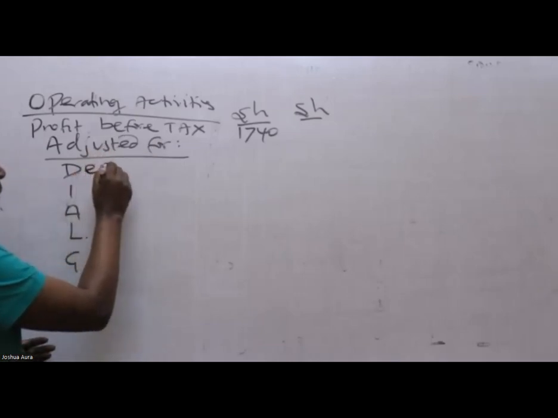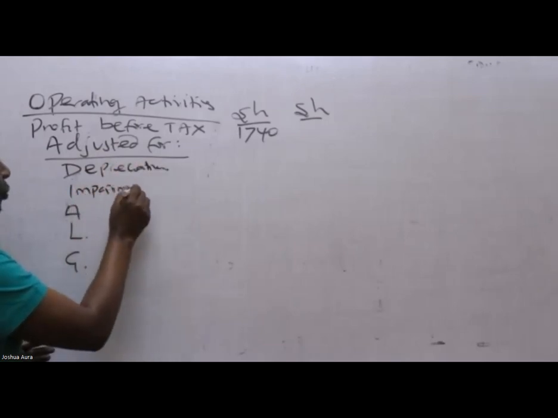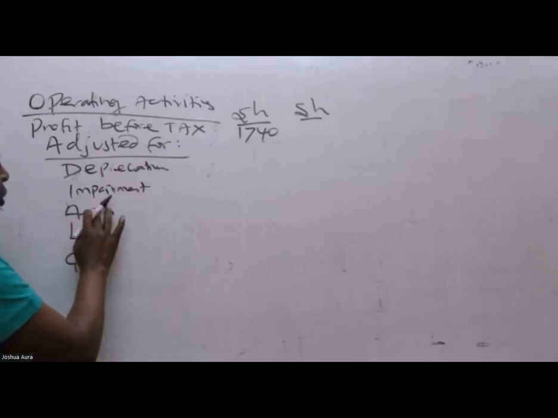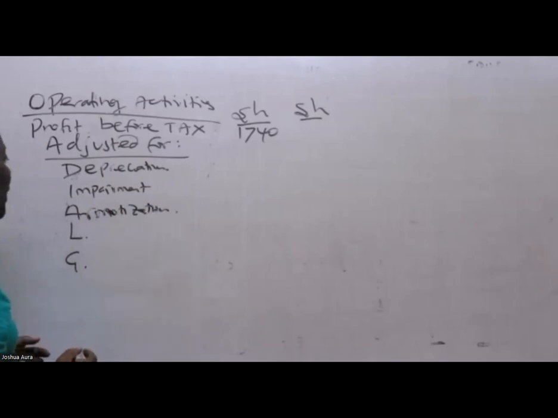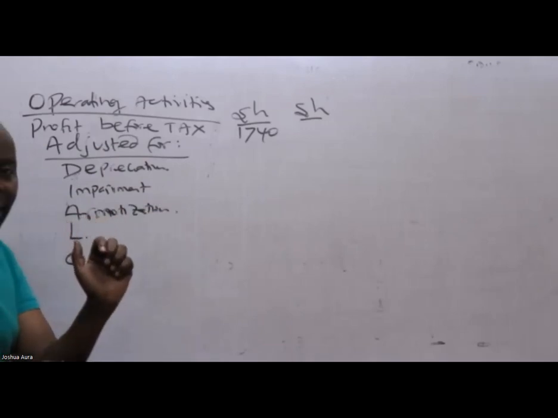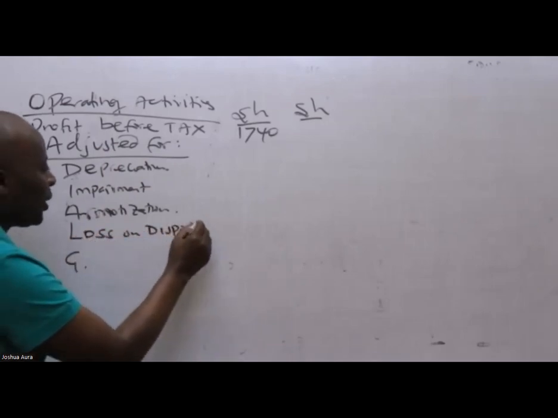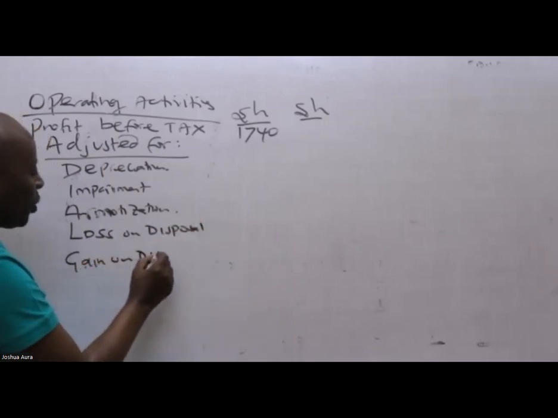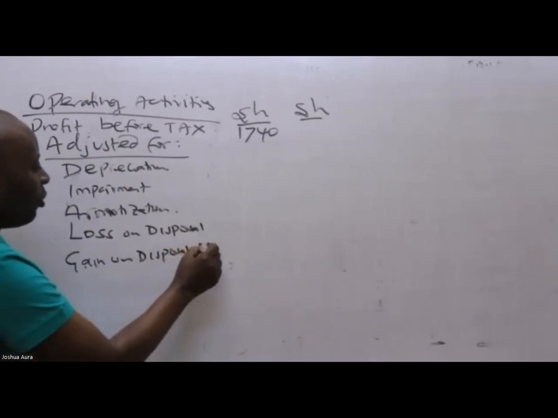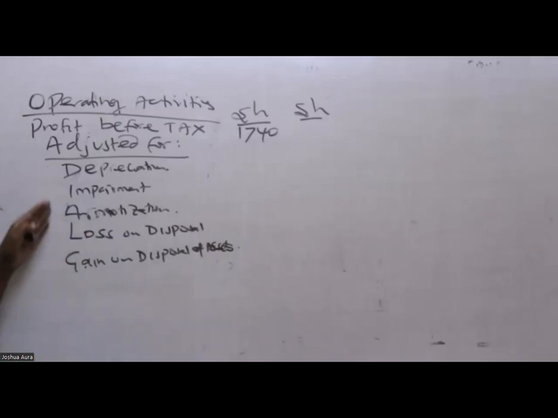So the first one should be depreciation. We have impairment of goodwill. We have amortization of other intangible assets. We have loss on disposal of assets. Then we have the gain on disposal of assets. So you can remember this very fast. Dial God's number, that's what they tell us.